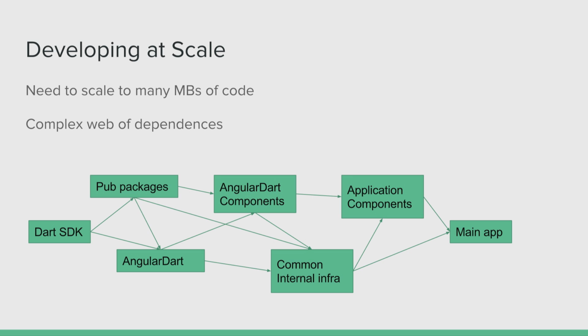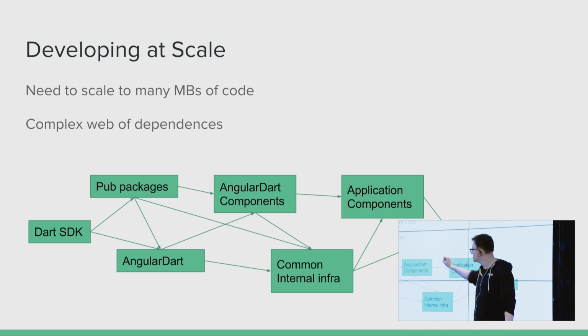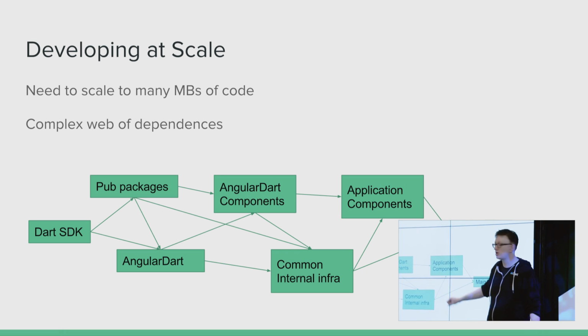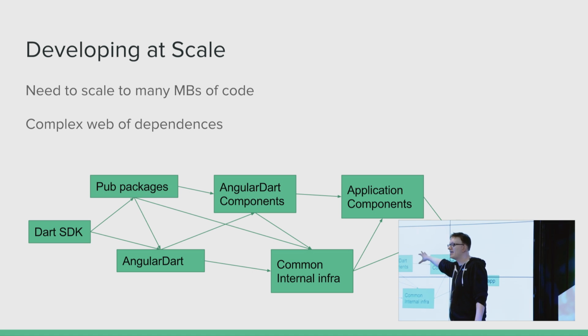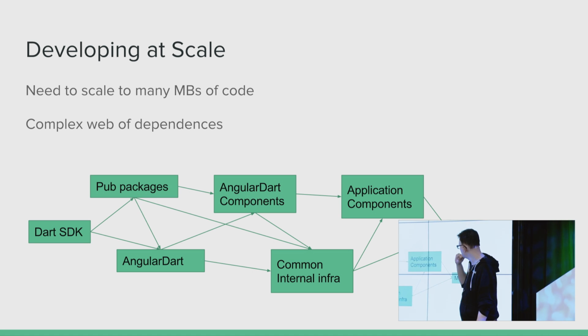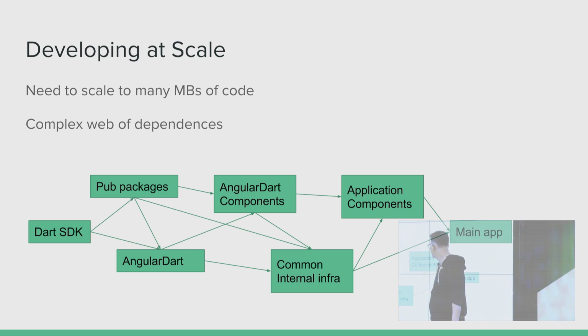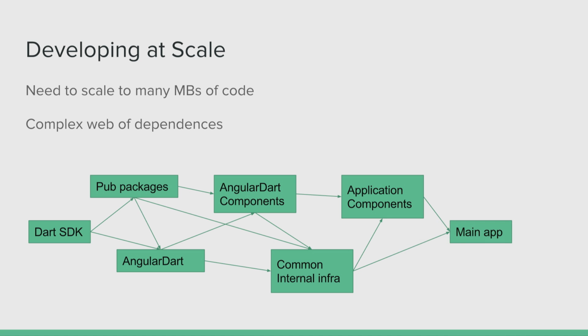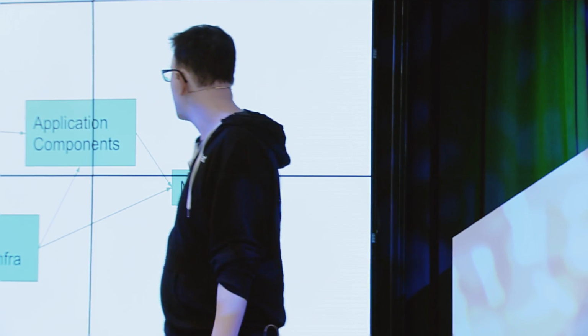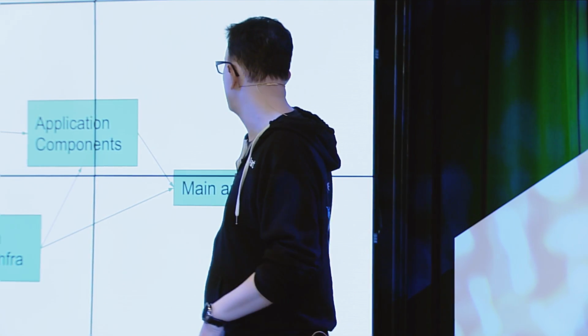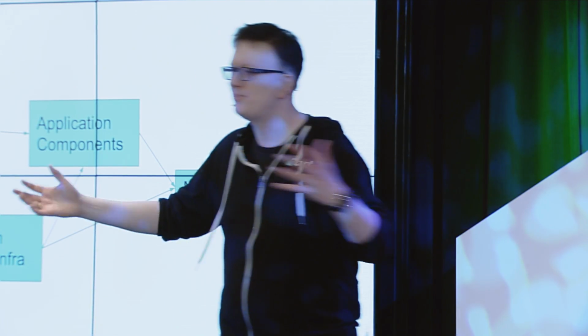So part of the complexity here is just all of these dependencies, right? We have the Dart SDK. We have all kinds of packages in pub. We have Angular Dart, which you saw about today. We have all these cool Angular Dart components, which you saw earlier today. We had a lot of common internal infrastructure, some of it UI, some of it other stuff. We have components of our own application. An application author will have their own components, and they'll have a main app that weaves this all together.